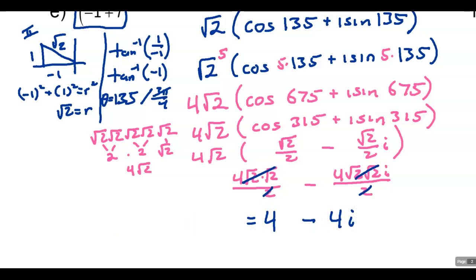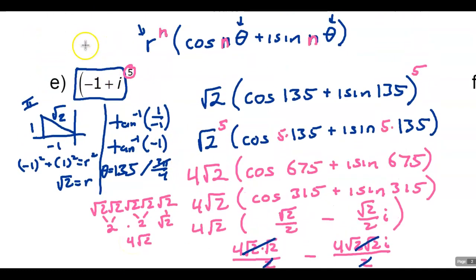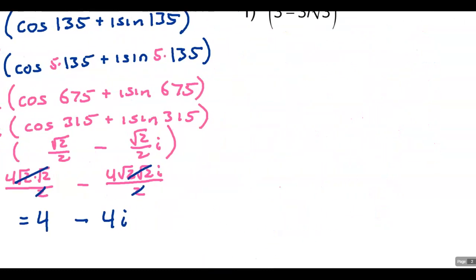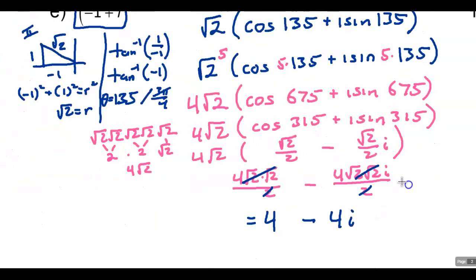All right, let's continue on. By the way, if you have extra time you want to check, you could actually multiply this out 5 times. Negative 1 plus i times negative 1 plus i, and so on. These are pretty small numbers, so even though you have to do it 5 times, it happens really fast. But if you did that, you would get the same exact answer. It would just take longer. That's why we like this format as opposed to sticking with rectangular coordinates.